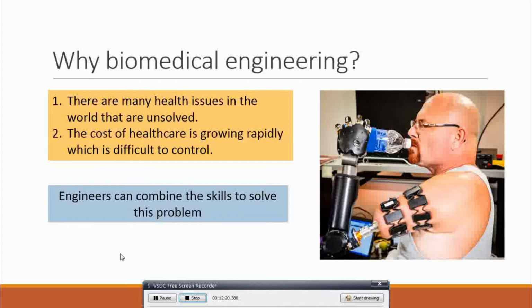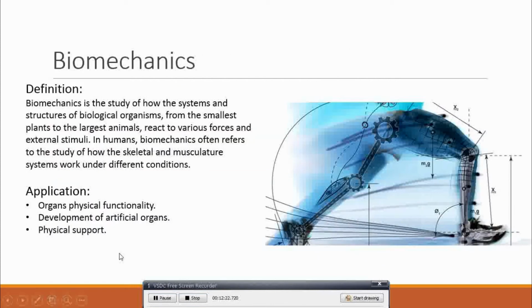Okay, next. First of all, we look at biomechanics. Alright, biomechanics, the definition is the study of how the systems and structures of biological organisms, from the smallest plant to the largest animals, react to various forces and external stimuli. In humans, biomechanics refers to the study of how the skeleton and musculature system work under different conditions.